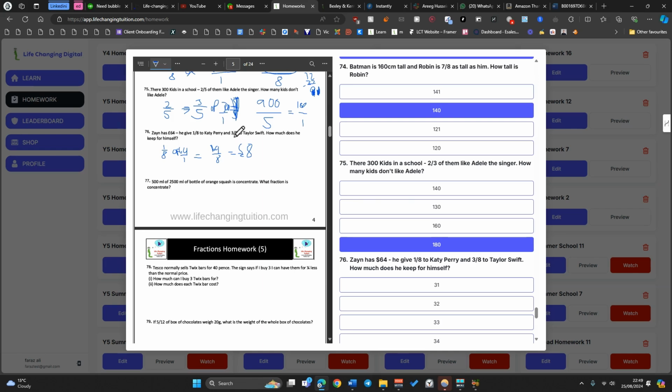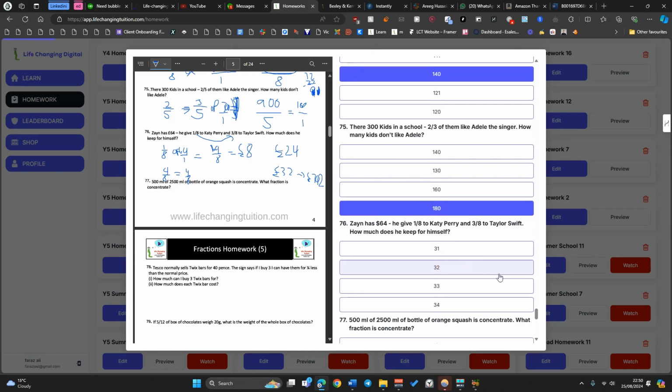And then 3/8 is 3 times bigger, so 3 times that is 24. £24 is going to Taylor Swift. How much is he keeping for himself? If we add these two together, we've got £32 that he's given away, and £32 that he keeps. Another way is to add the fractions, and you'll get 4 over 8. He's giving away 4 over 8 and keeping 4 over 8, which means half, so you can just figure out half of 64. So what was the answer? I believe it was 32, yeah.